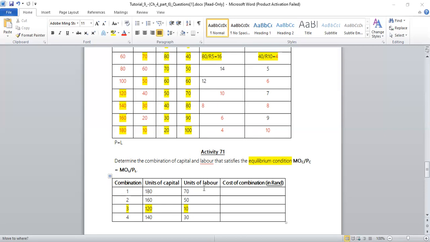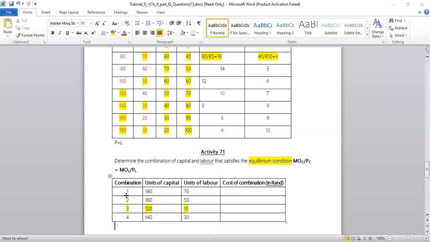Okay. So now we are looking at the cost of combination in rands. What was the price of labor and of capital? The price of capital is 5 rand. Then the price of labor is how much? Is 10 rand.